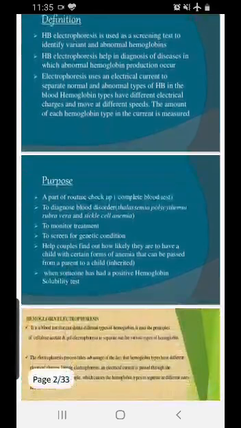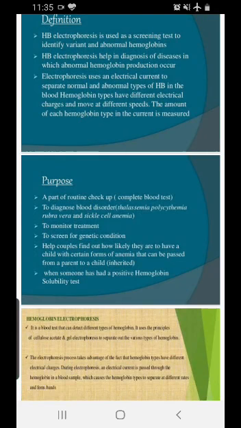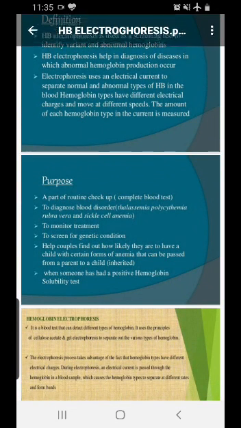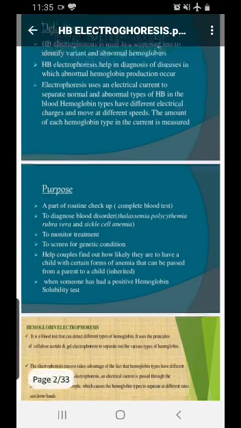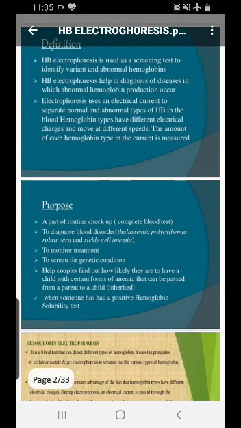So what is the purpose? It is used for a routine checkup. It is used to diagnose blood disorders, as I've discussed, to screen for genetic conditions, and very importantly, to help couples find out how likely they are to have a child with a particular disease, which is very, very important. And also, if the patient is found to have a positive hemoglobin solubility test, we need to find out whether the patient is positive for sickle cell or thalassemias.